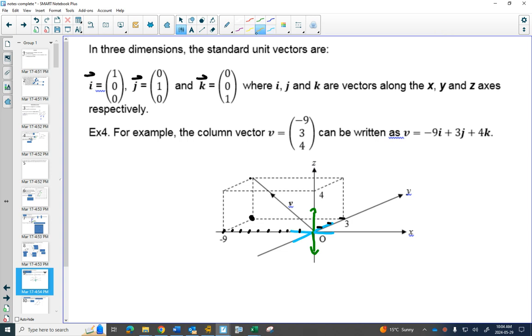Then going up 4, 1, 2, 3, 4, I'm going to draw right from my origin. Going up 4 is that length. So I would have to go that length up again from my point -9, 3 to get my final point to be able to draw on a two-dimensional piece of paper a three-dimensional vector.